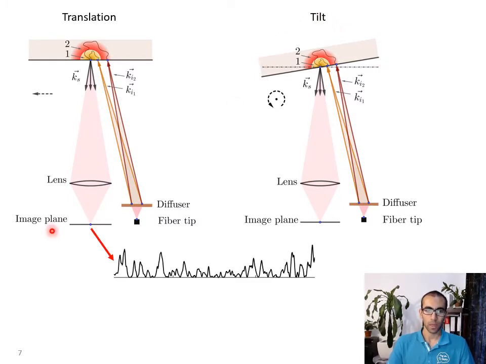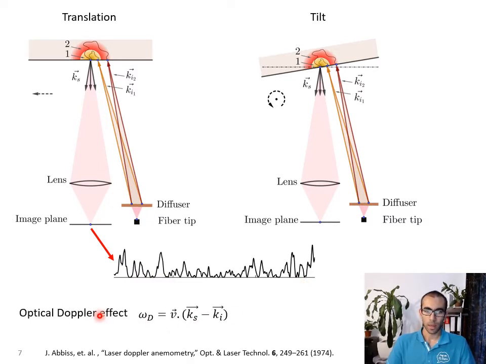Here we can model this problem by looking at each point being conjugated onto the image plane, which has some fluctuations on intensity basis due to the movements. The frequency of these movements, which are driven by the optical Doppler effect, is a product of the applied speed and the subtraction of the incoming and outgoing wave vectors, the variation of them.